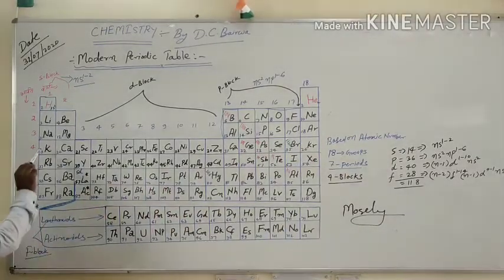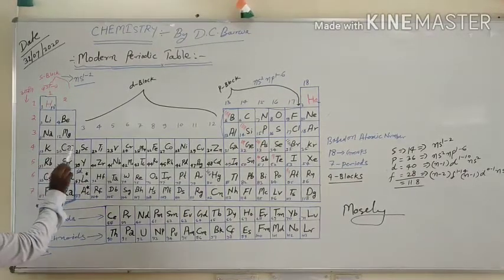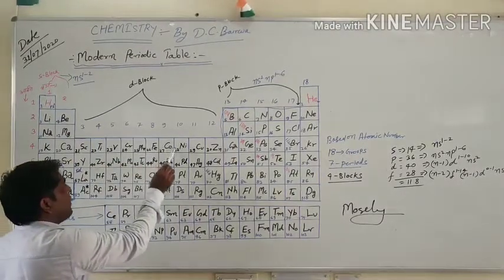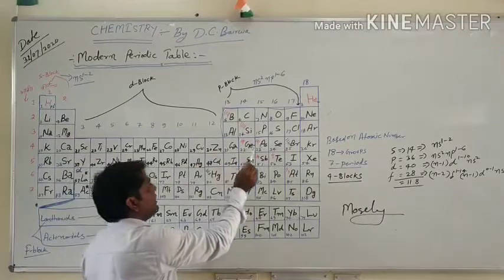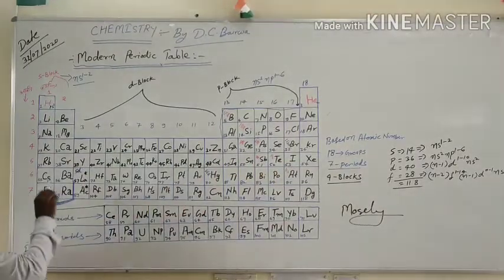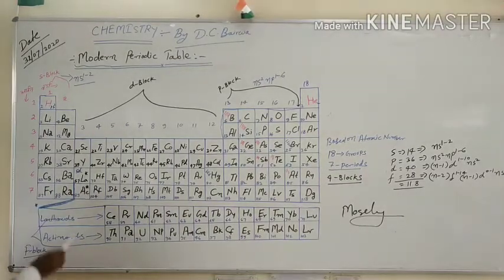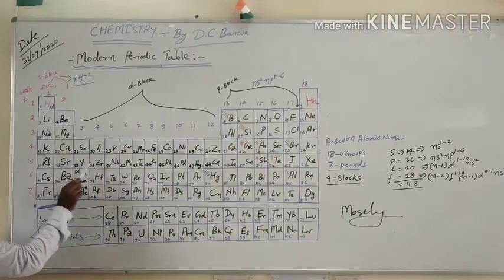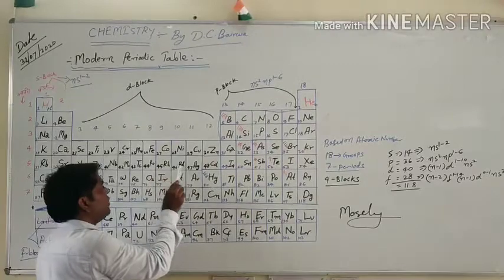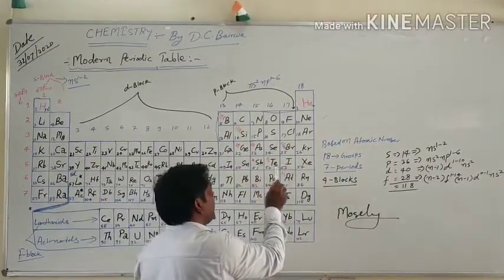Next, in 4 period 18 elements are present: potassium, calcium, scandium, titanium, vanadium, chromium, manganese, iron, cobalt, nickel, copper, zinc, gallium, germanium, arsenic, selenium, bromine, krypton. Next, in 5 period also 18 elements are present: rubidium, strontium, yttrium, zirconium, niobium, molybdenum, technetium, ruthenium, rhodium, palladium, silver, cadmium, indium, tin, antimony, tellurium, iodine, xenon.